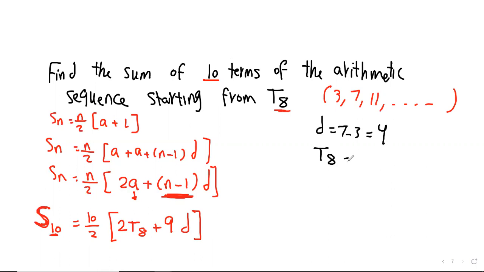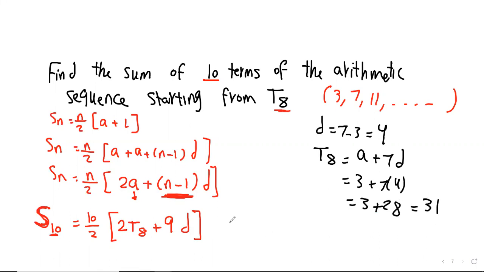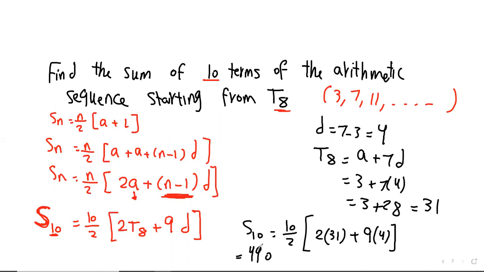And we need to find T8. T8 is a plus 7d. So a is 3, plus 7 multiplied by 4. So it's 3 plus 28, which equals 31. So here, S10 equals 10 over 2 multiplied by 2 multiplied by 31 plus 9 multiplied by d. The common difference here is 4. So we can use the calculator directly to get the sum. 10 over 2 is 5, and 2 times 31 is 62, plus 36. You will end up with 490.